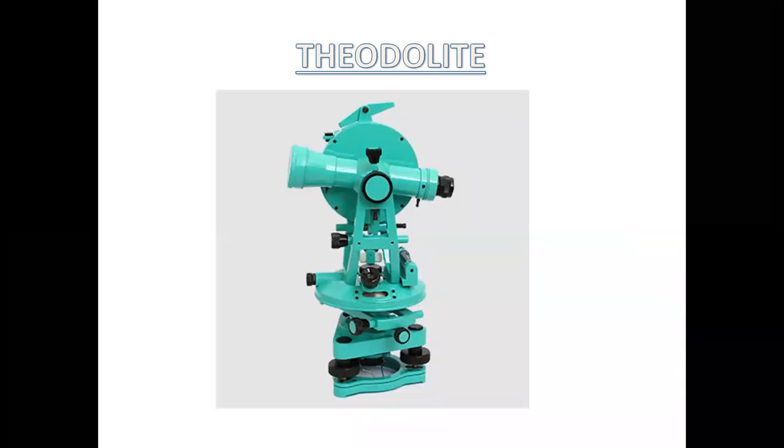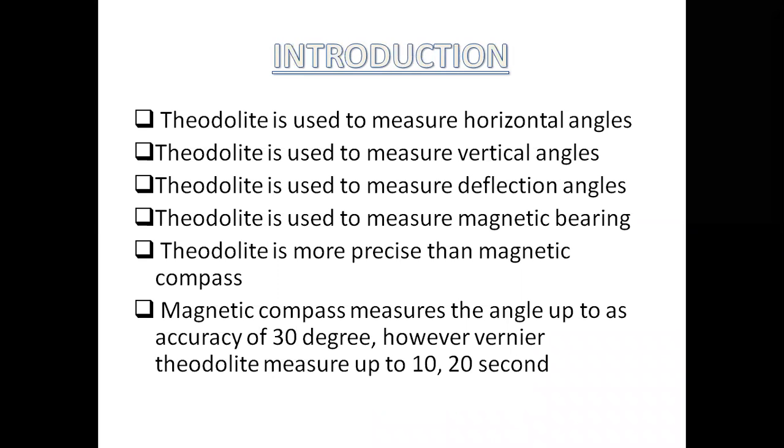Now this is what the theodolite instrument is. It is a mechanical instrument. We will discuss its parts in the coming points in this lecture. I will thoroughly explain the introduction part of this chapter.